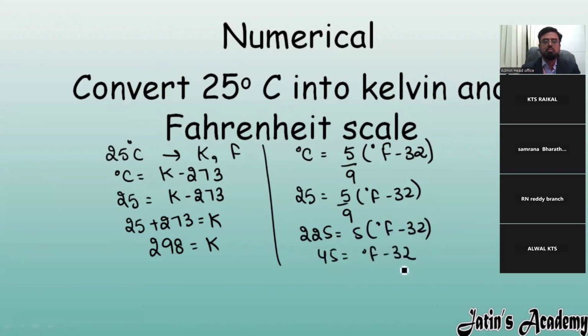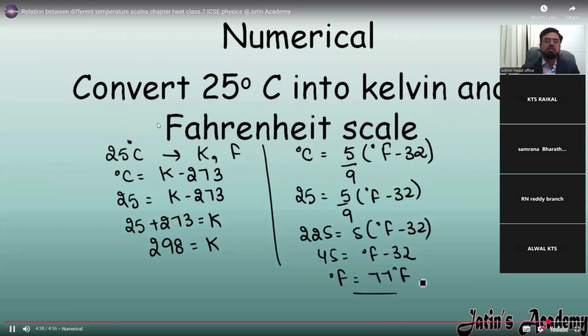Minus 32 is in minus, so it will go in plus. 45 plus 32, after solving, what will you get? You will get degree Fahrenheit equal to 77. See, this relation is used to convert Celsius scale into Kelvin or Celsius scale into Fahrenheit. Any scale can be converted into any scale by using this relation.